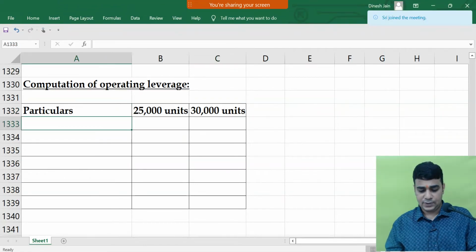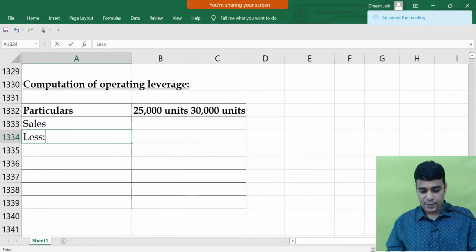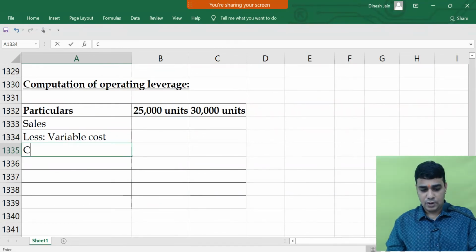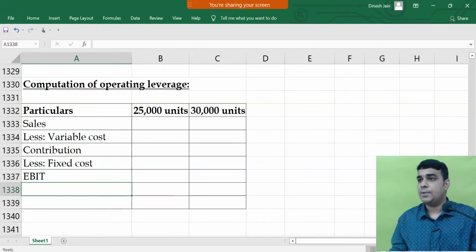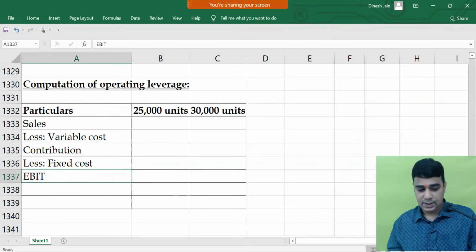Contribution by EBIT. So sales less variable cost, contribution less fixed cost, EBIT. Sales less variable cost, contribution less fixed cost, and EBIT.